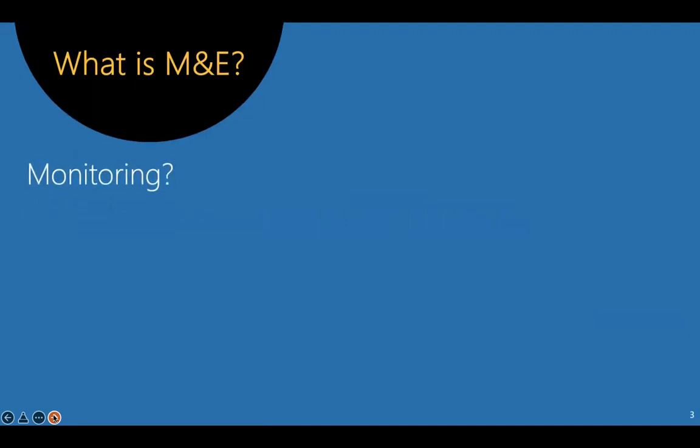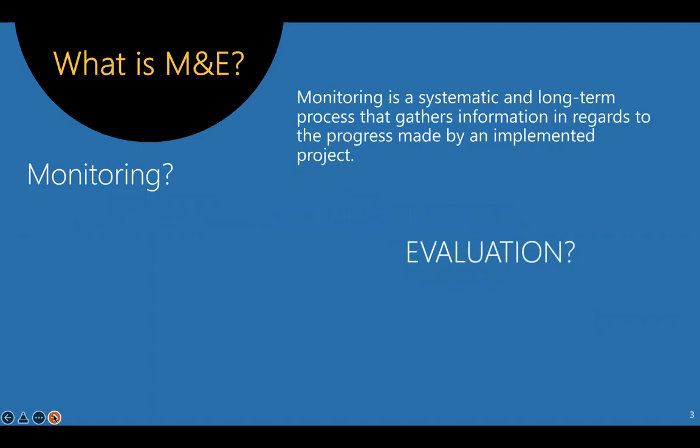So what is monitoring and evaluation? I'll quickly run through this. Usually these two concepts are put together, monitoring and evaluation. Monitoring is systematic, meaning it's the steps you can follow. It's a long-term process that gathers information in regards to the progress made by the project. Now the keywords here are gathering information, and the progress of the project that we are implementing.